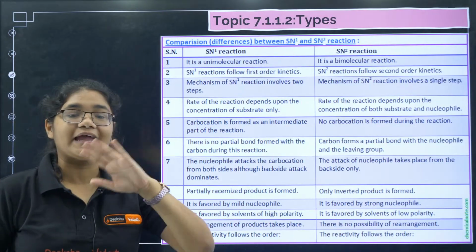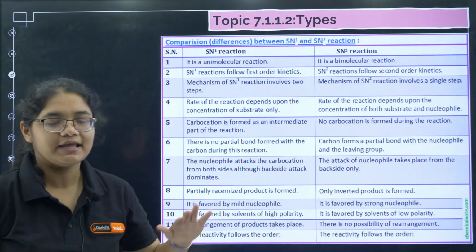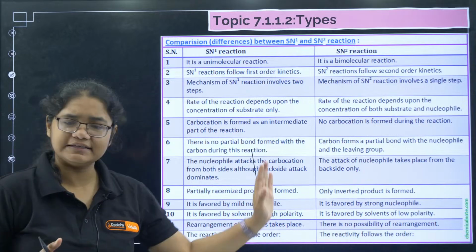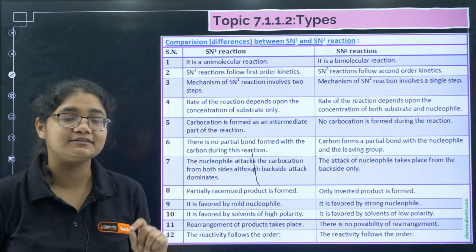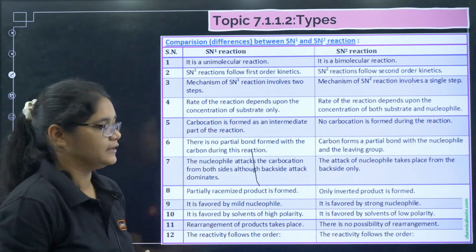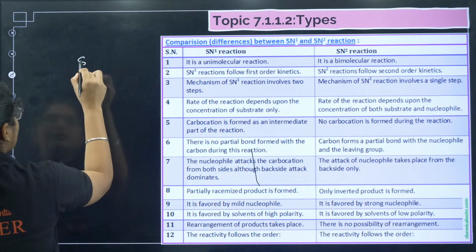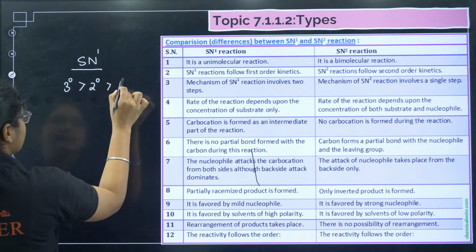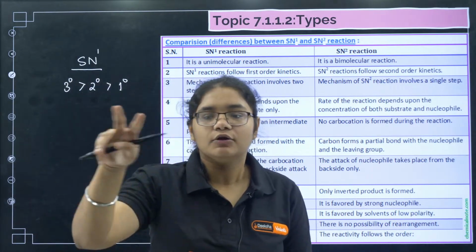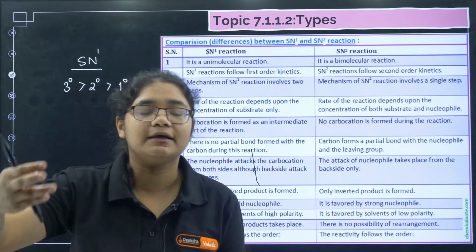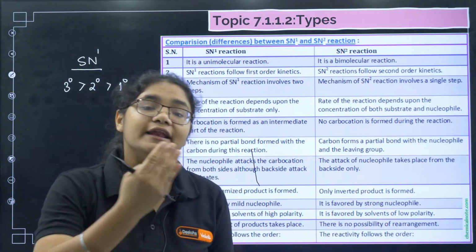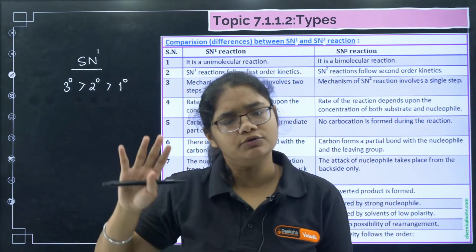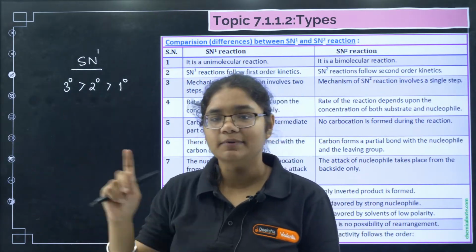Now comes the types of nucleophilic substitution reaction, SN1 and SN2. You don't have to learn many points. The only thing you have to remember is the order of SN1 and the order of SN2. In SN1, it is 3 degree, then 2 degree, and then 1 degree. You will be given 2-3 compounds and asked to arrange them in the order of their SN2 reaction or SN1 reaction. So you just need to know this concept from this topic.